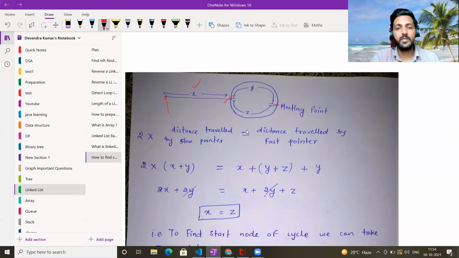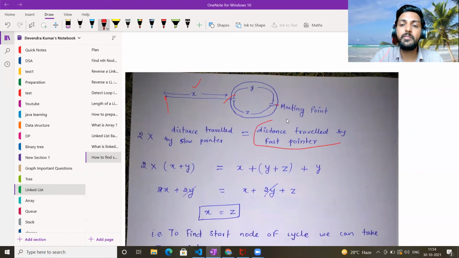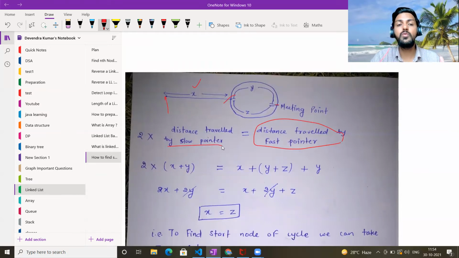Now what we have seen, slow pointer will always move by one and the fast pointer will always move by two. So can I say that distance traveled by the fast pointer will be two times of distance traveled by the slow pointer? Yes, we can say, right? Because slow will move one at a time and fast will move two at a time. So I can say 2 multiplied by distance traveled by slow pointer.